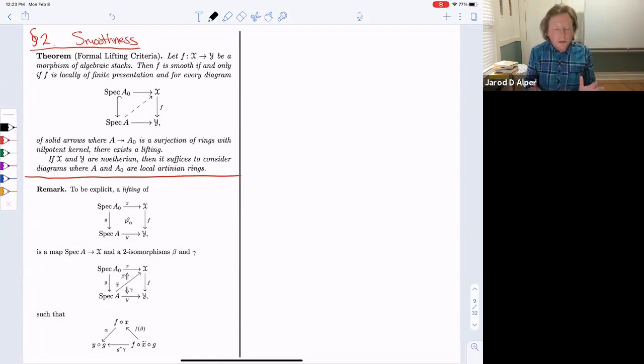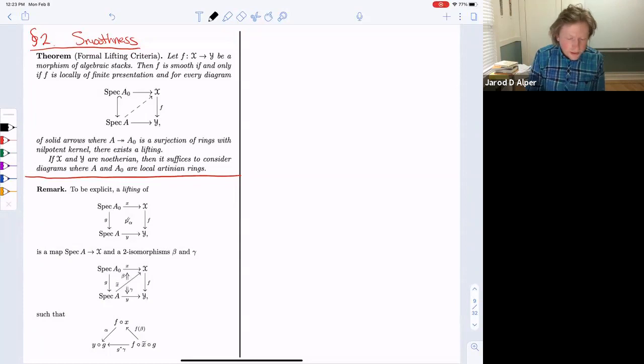At first I should say we do know what it means for a morphism of algebraic stacks to be smooth, because smoothness is a property that's both smooth local on the source and the target. And so what we're after here is an equivalent characterization of smoothness that allows us to check it in practice, especially relevant for moduli problems.